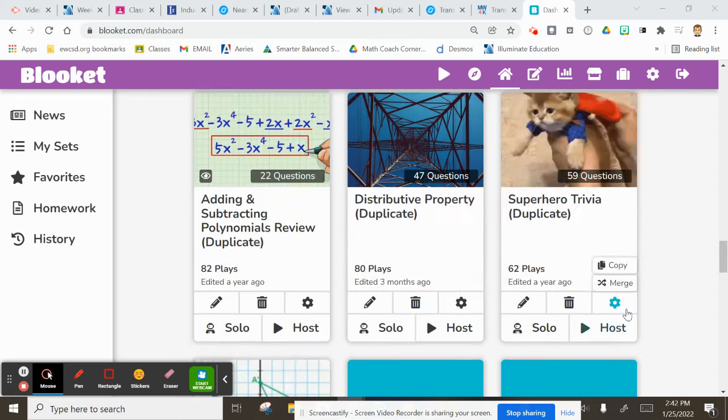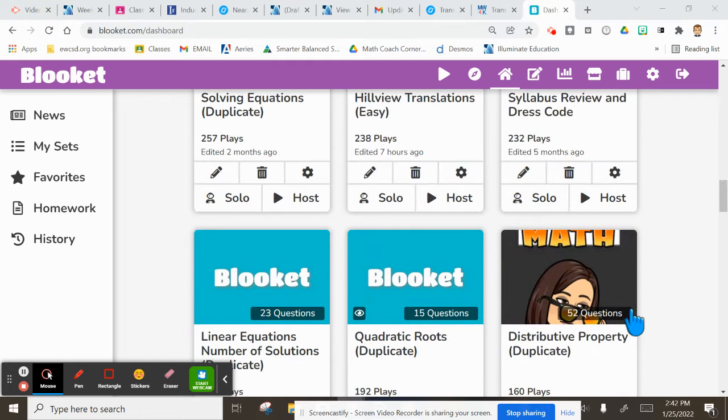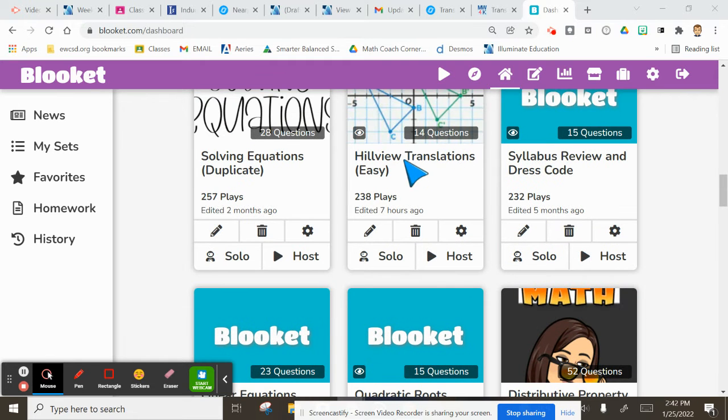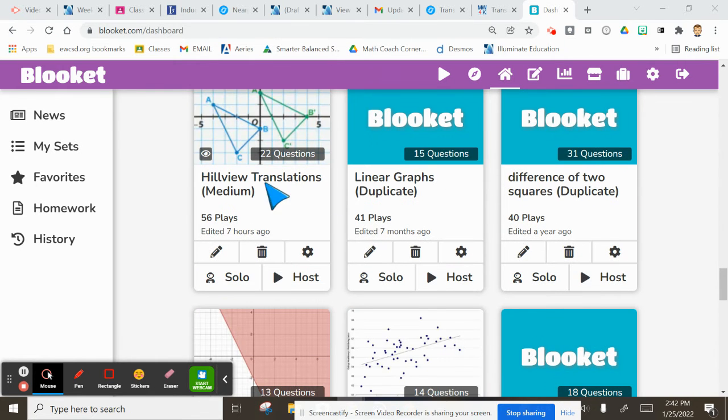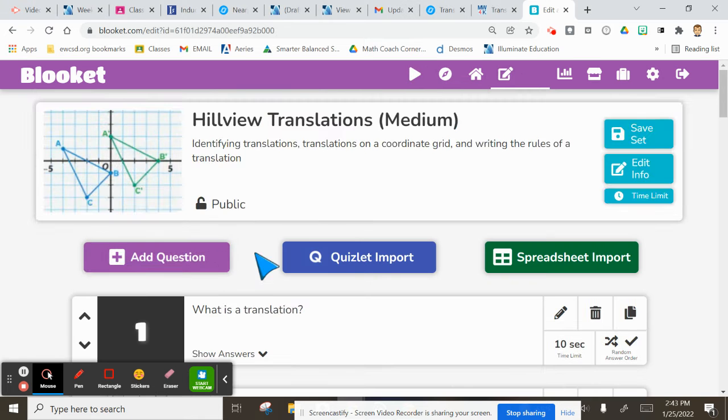Okay, so yesterday we were going over the Hillview Translations easy. Today we're going to go over the Hillview Translations medium. We're not going to get into super spicy at all. We were hopefully trying to get this as an exit ticket. Not all my classes were able to do it yesterday, but some of them did. Let's just take a look at these.